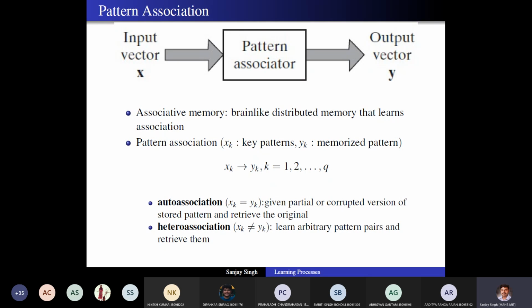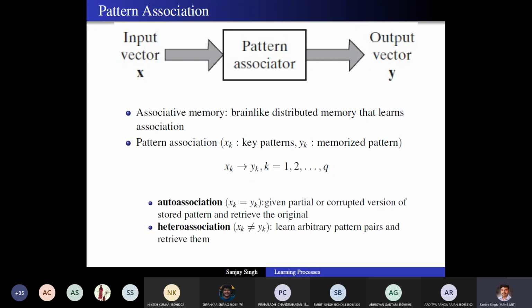One more is something called heteroassociation. In heteroassociation, basically, the system learns arbitrary pattern pairs and retrieves them. So this is heteroassociation. These two things I'll talk about through a particular neural network system, which we call a Hebbian synapse, basically the Hebbian learning technique, which is of course not part of the third edition of Simon Haykin, but I'll use that to understand.